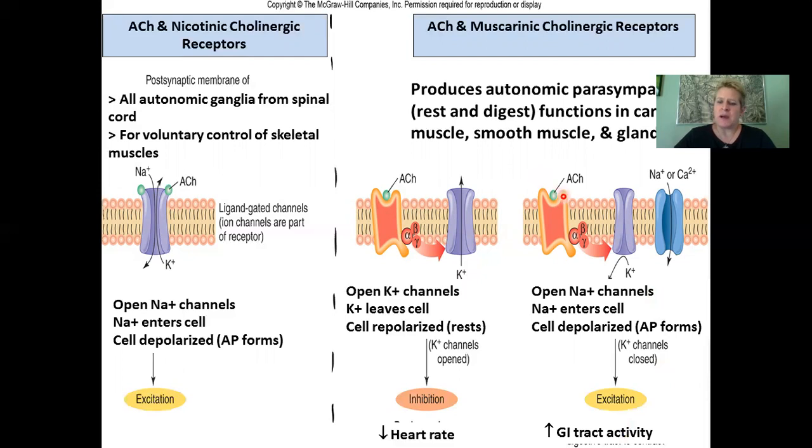When acetylcholine binds to its muscarinic cholinergic receptor on your GI tract's smooth muscle, both sodium and calcium channels are open. Both are stimulatory. So you get excitation, which causes contraction in the smooth muscle and pushes food and liquid through your GI tract. So in your heart, acetylcholine slows things down, but in your GI tract, acetylcholine speeds things up. So we have two opposing things that can happen.